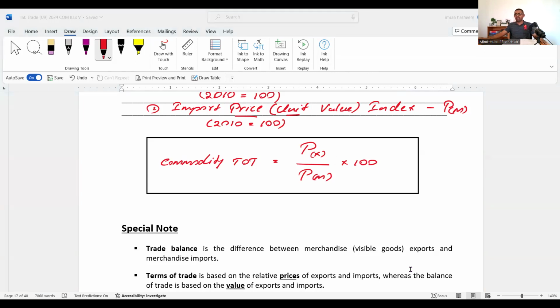Ah, very good. 4 units. How did I get the answer? 1000 divided by 250. What is the 1000? What I got for export. What is the 250? The price of import. So export divided by import. I'm simplifying it. That's the logic. But we do it with index numbers. So export price index divided by import price index into 100.